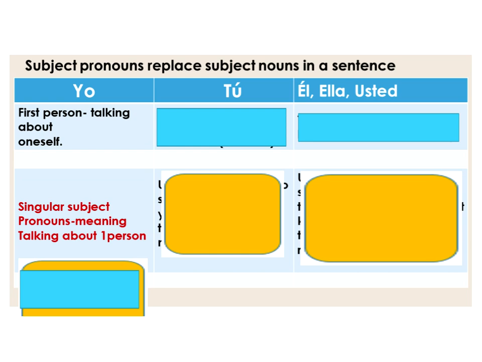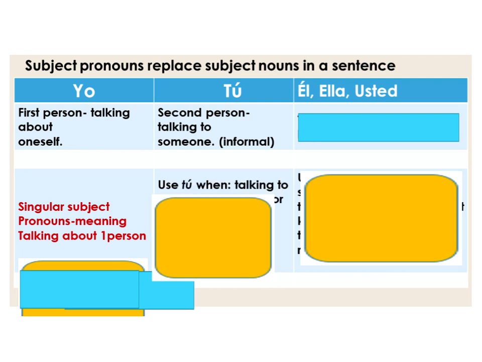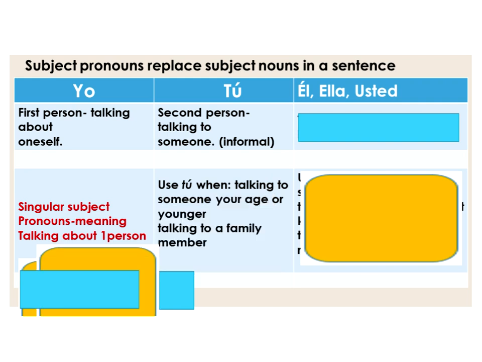What about tú? What does tú mean? Tú means you. What else can you tell me about tú? Is it formal? Is it informal? Who do we use it with? When you're talking to someone else, it's informal. So it's the second person. If the yo is the first person, the tú is the second person, it's informal. And it is when you are talking to someone your age or younger.